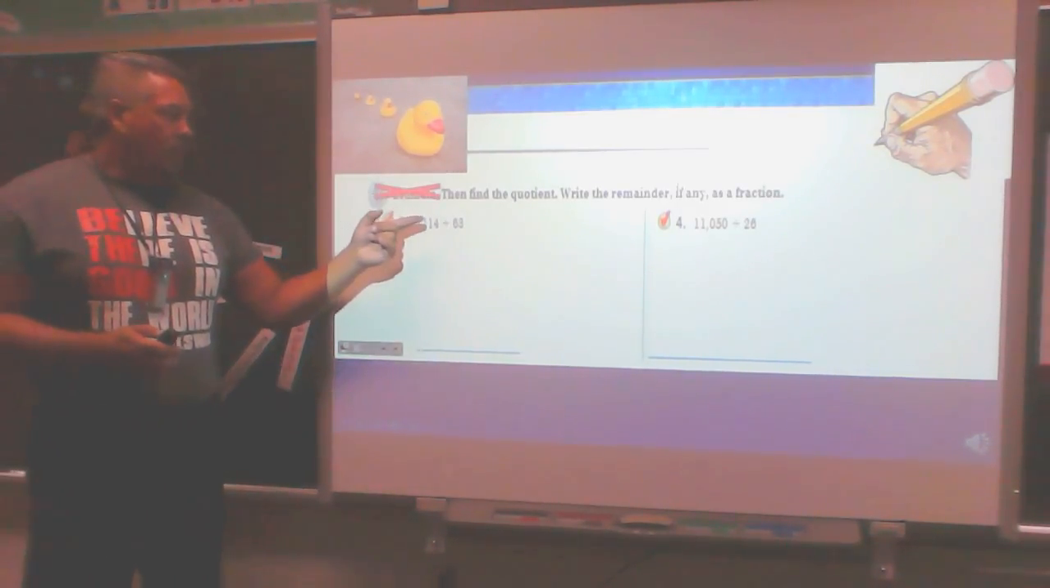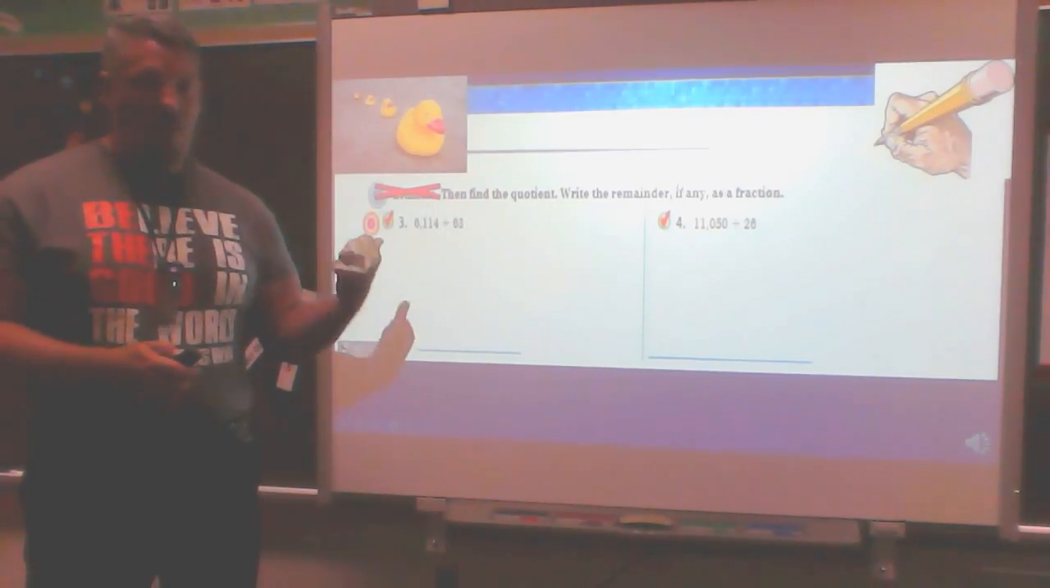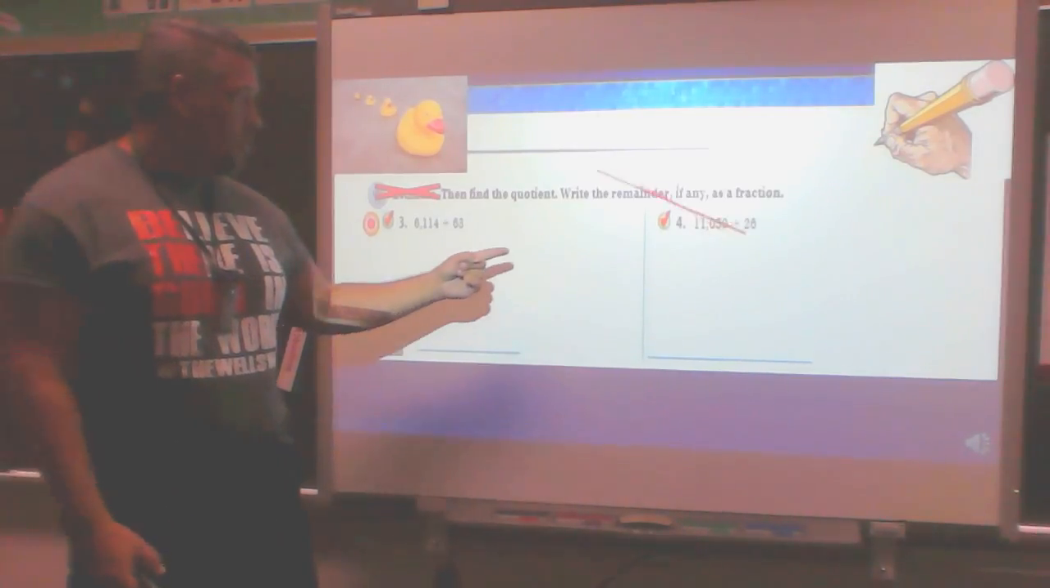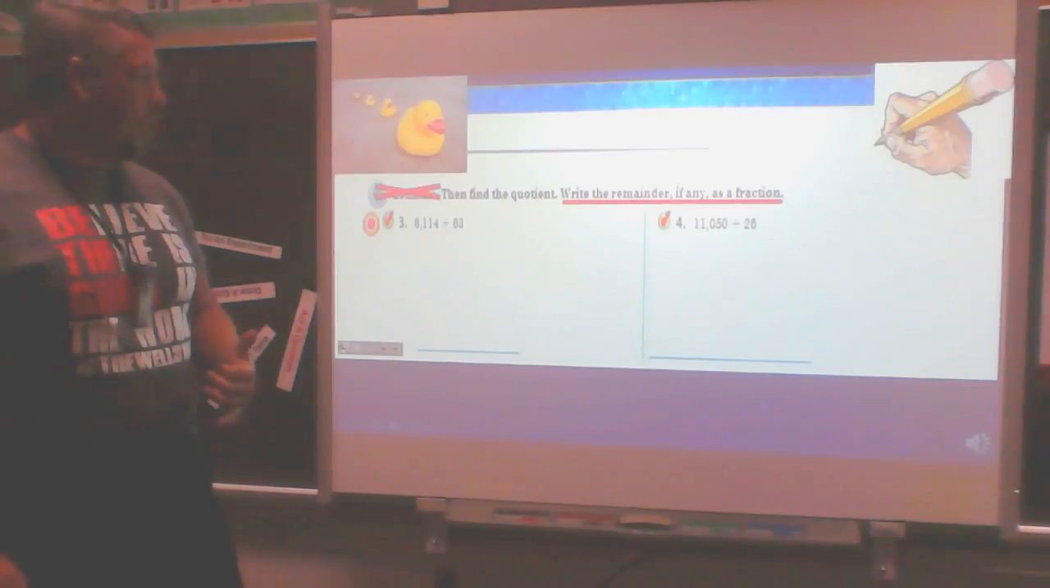So I cross out the estimate and I read the directions so I know what I'm doing, because if I just put remainders on these, I would end up with 2 wrong answers. This one says write the remainder, if any, as a fraction. Now I do the mixed number answer.